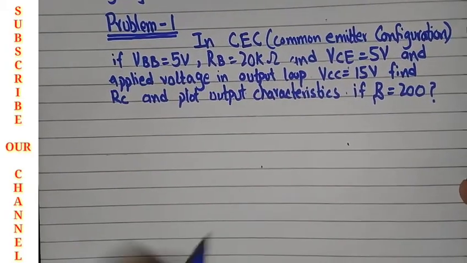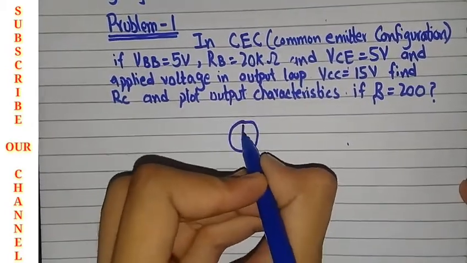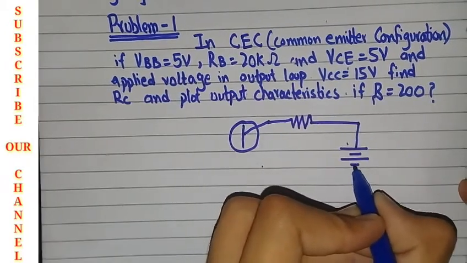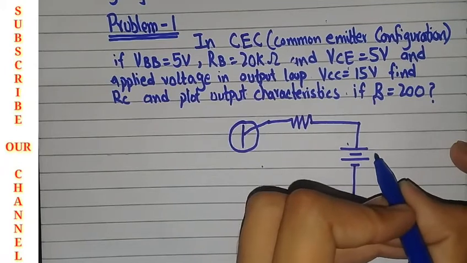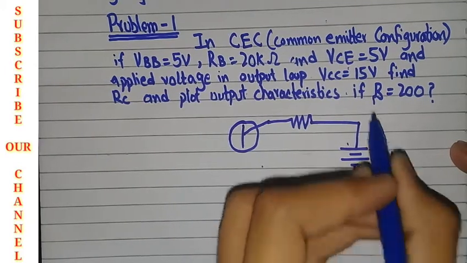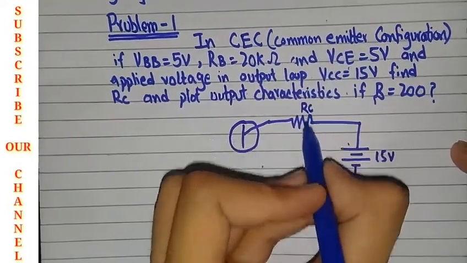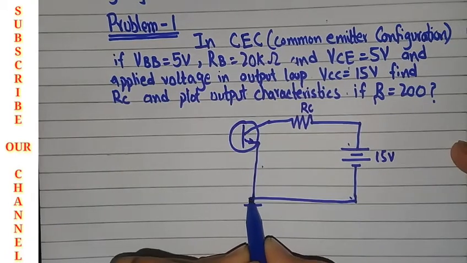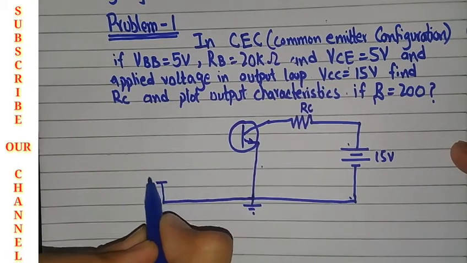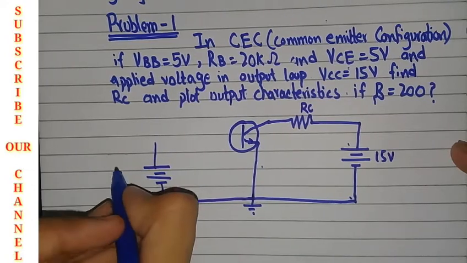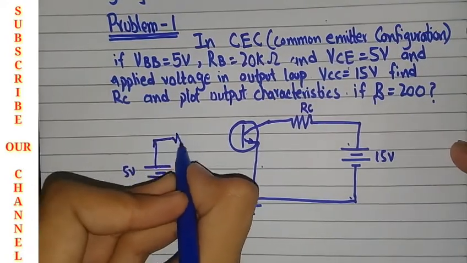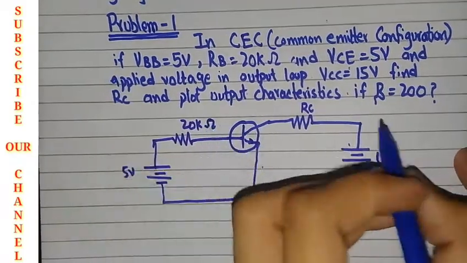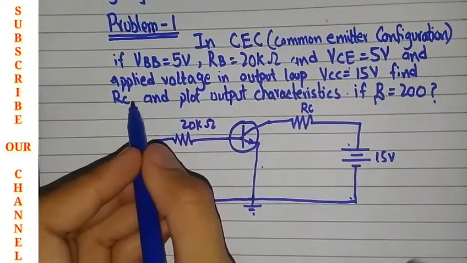The circuit is: here is the resistance in the output loop and here is the battery VCC, and VCC is 15 volts, given at this point, and we will have to find the value of RC from there. The emitter branch is grounded, and here is also a battery present, VBB, which is 5 volts, and there will be a resistance of 20 kilo ohms. You will have to find RC, the collector resistance.